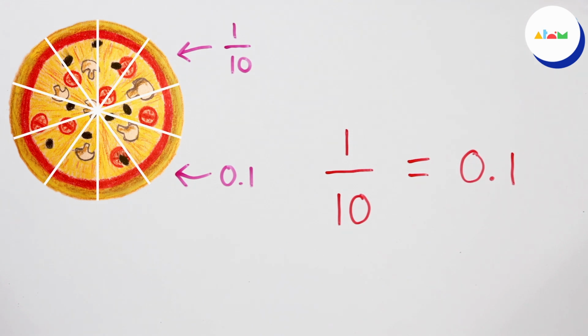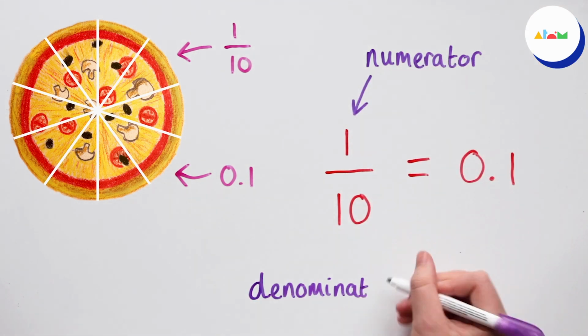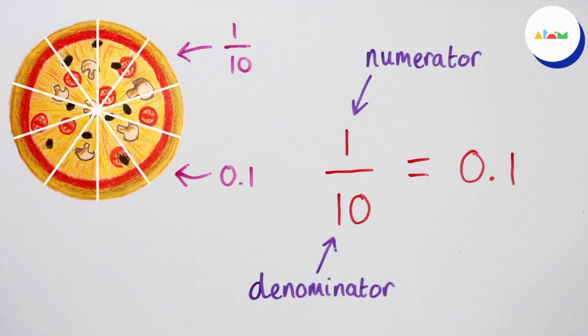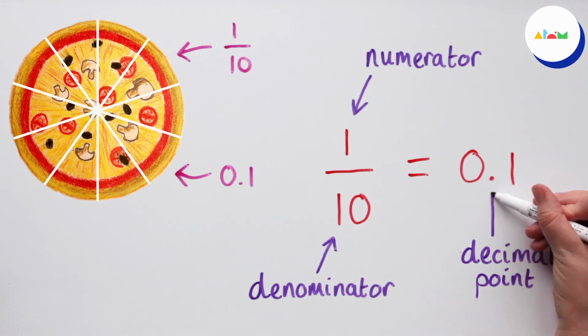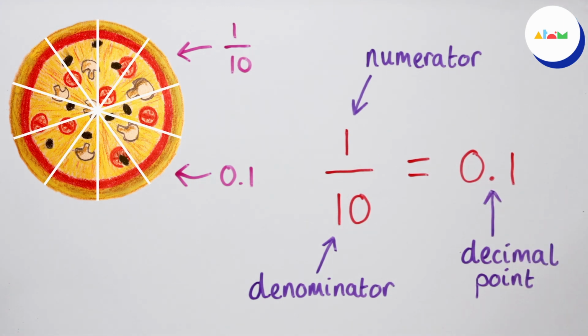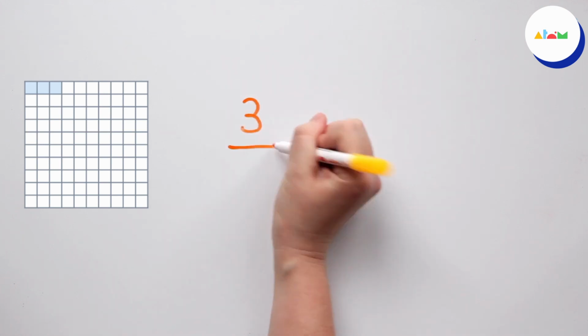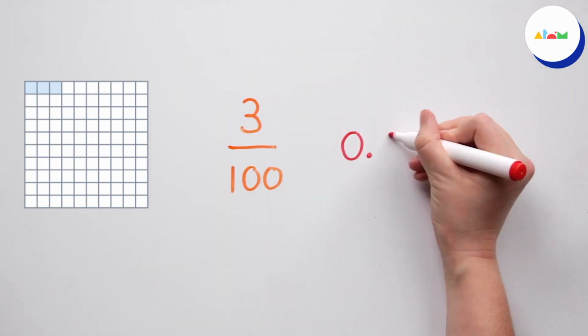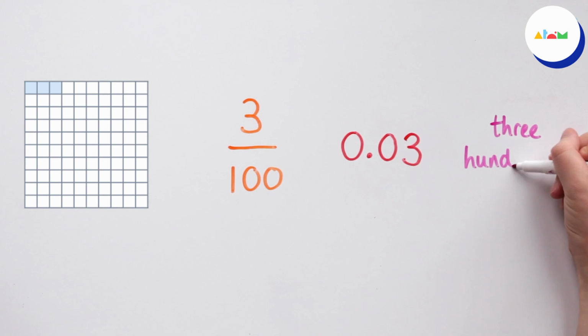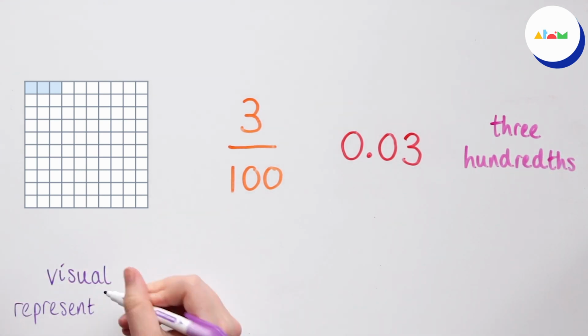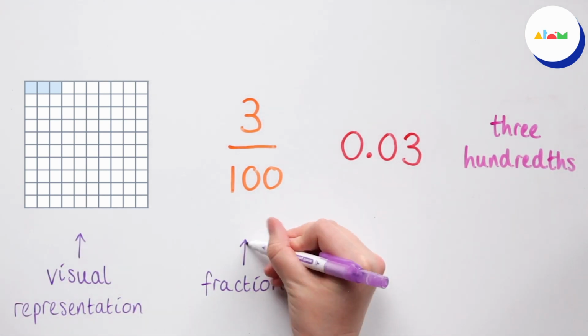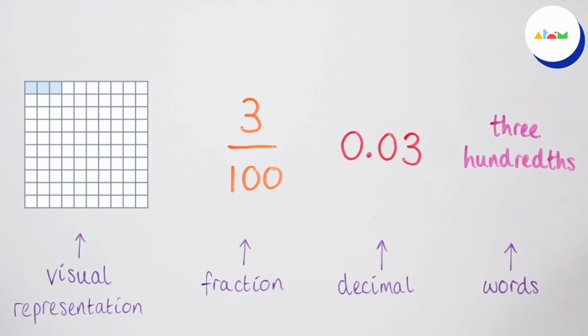1/10 is written as a fraction with a numerator and a denominator. 0.1 is written as a decimal fraction with a decimal point. Knowing that there are multiple ways to represent the same thing can really help us when it comes to converting fractions to decimals and vice versa. This is a grid showing 3/100ths. Does it represent the fraction or the decimal? It represents both. We can write 3/100ths as the fraction 3 over 100 or as the decimal 0.03.